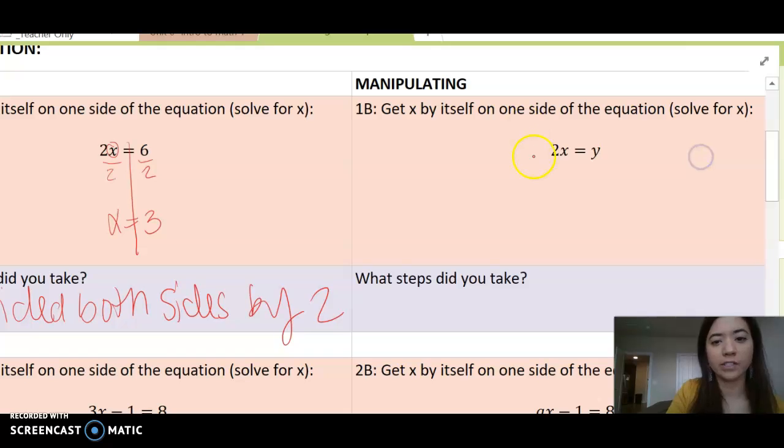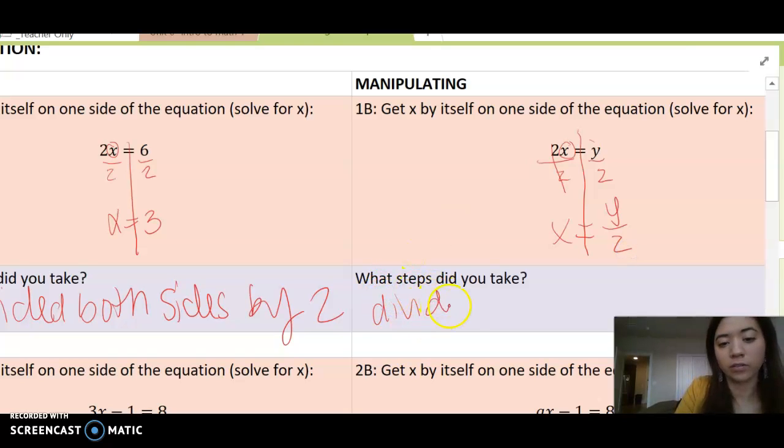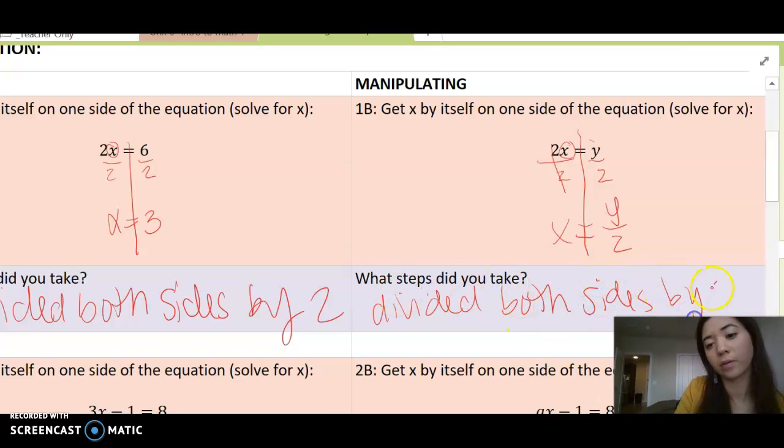So looking at these two, the 2x is the same. The only thing that's different is the 6 and the y over here. But it's going to be the exact same thing. I want x by itself, so I'm going to divide both sides by 2. And I get x equals, and now I'm just going to write it as y over 2. So we divided both sides by 2.